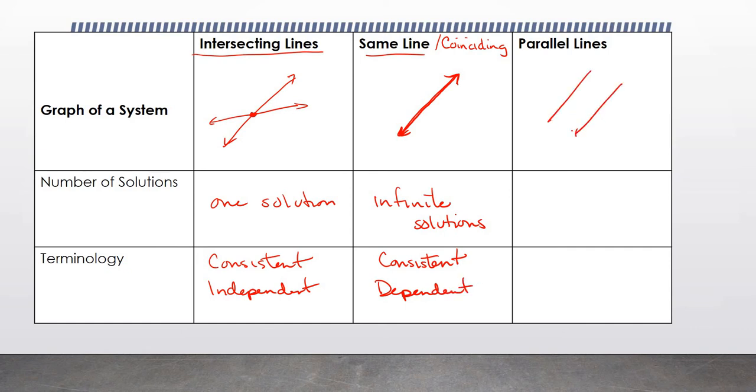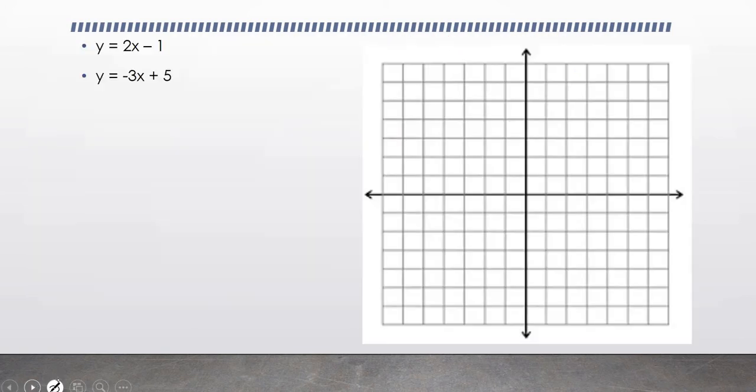Parallel lines, two lines that do not touch. There are no points that are solutions for both of the lines. So there are no solutions, and we call it inconsistent. Okay? We'll keep talking about these when we get to class. All right, so a system of equations. We're going to graph the system so that we can see what they look like.